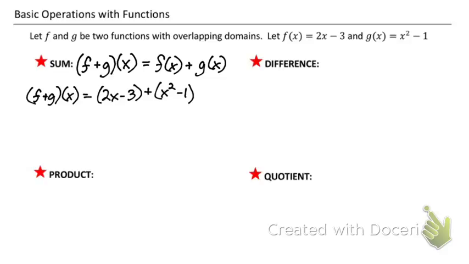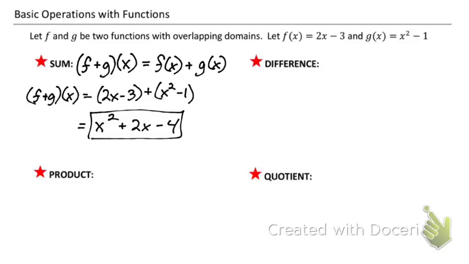All right, so we just have to add those two things together. Well, that x squared has nothing to go with, so I'm going to bring that out front. 2x is just going to be plus 2x. Finally, we have a negative 3, a negative 1, so it's negative 4. So x squared plus 2x minus 4 is f plus g of x.